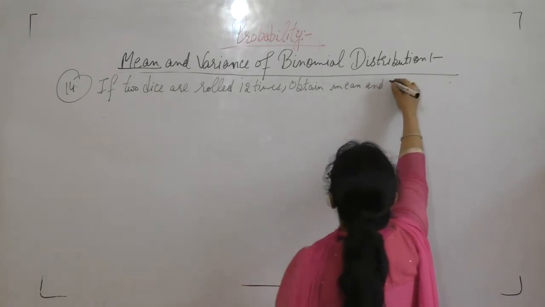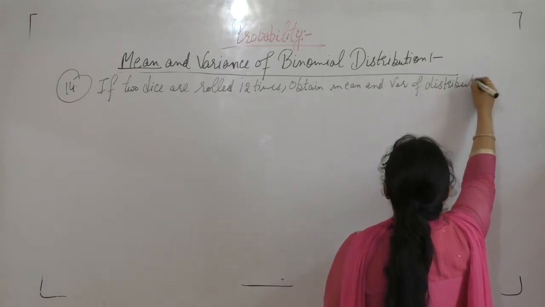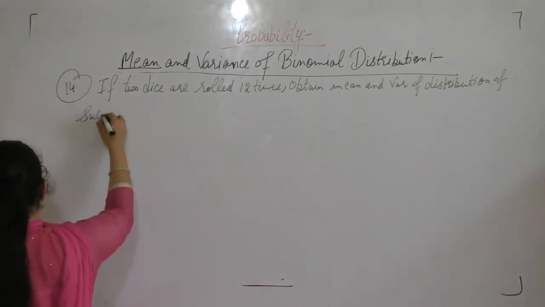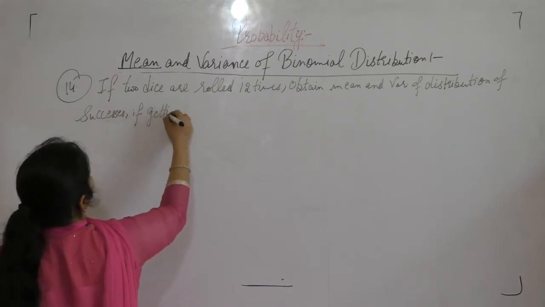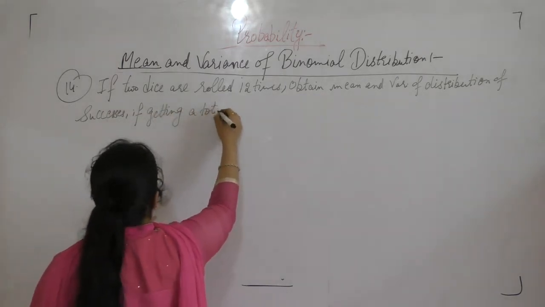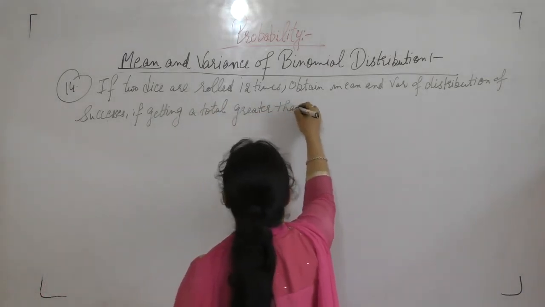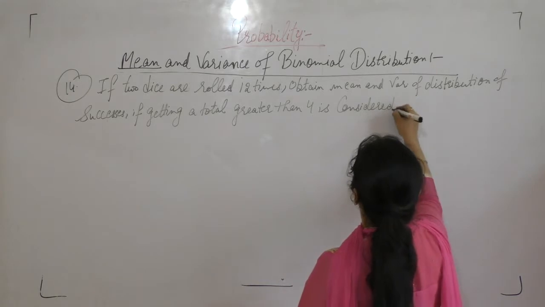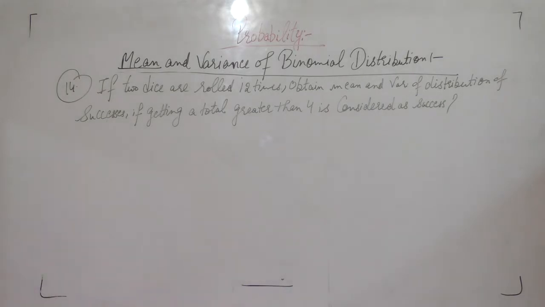Obtain mean and variance of distribution. Obtain mean and variance of distribution of success. If getting a total greater than 4 is considered as success.